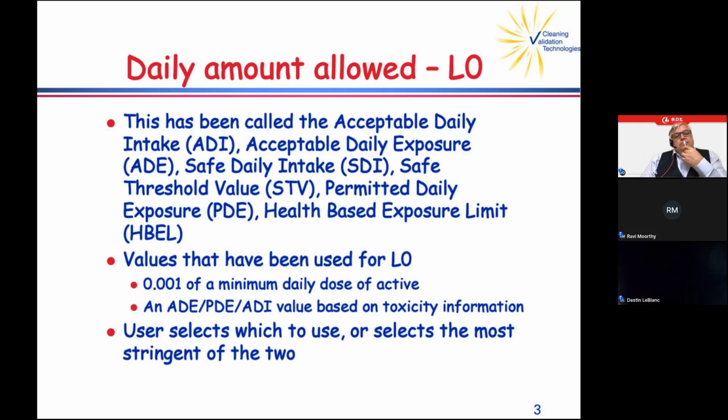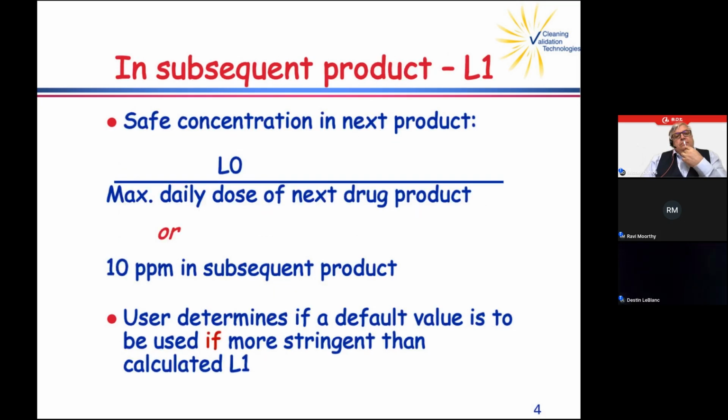So next slide. The L1 is the concentration in the subsequent product. So that's the safe concentration in the next product, not the safe amount. The safe amount is L0, but the safe concentration is just the L0 divided by the maximum daily dose of the next product.